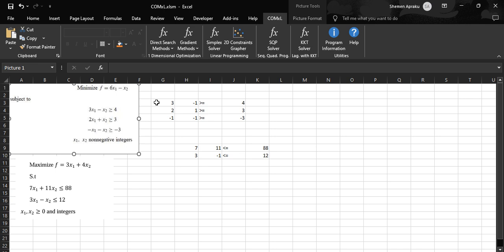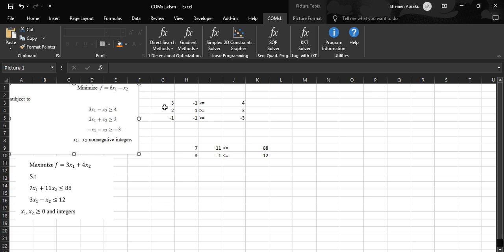Now, the constraint grapher can accept constraints of the form greater or equal to, less or equal to, less than, equal to, and greater than. So there are 5 signs that it can work with: greater or equal to, less or equal to, less than itself, greater than itself, and also equal to.